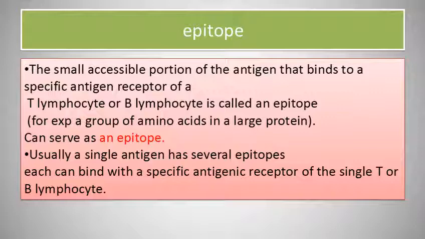So in this slide you can see the antigen and the epitope, which binds to the antigen receptor of a T lymphocyte or a B lymphocyte. So this single antigen can have several epitopes and each can bind with a specific antigen receptor. So the antigen receptor is very specific to that particular type of epitope of a single T or B lymphocyte. Okay, then we can go.